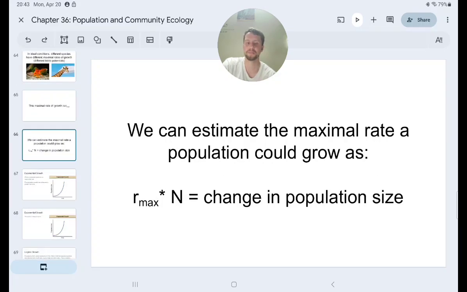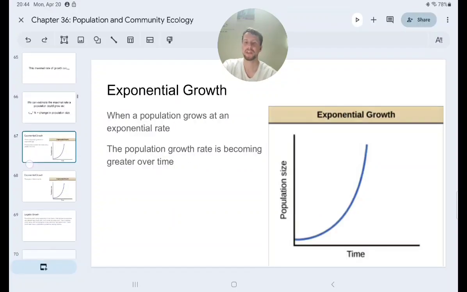And we can estimate the maximal growth rate a population could grow as R max times N, which equals the change in population size, where N is the number in the population. So R max times the population size will equal the change in population size. This is just saying, just like before, that the growth rate times the size of the population will give us a change in the population. So this is asking, how much could the population change maximally? What's the greatest potential change?